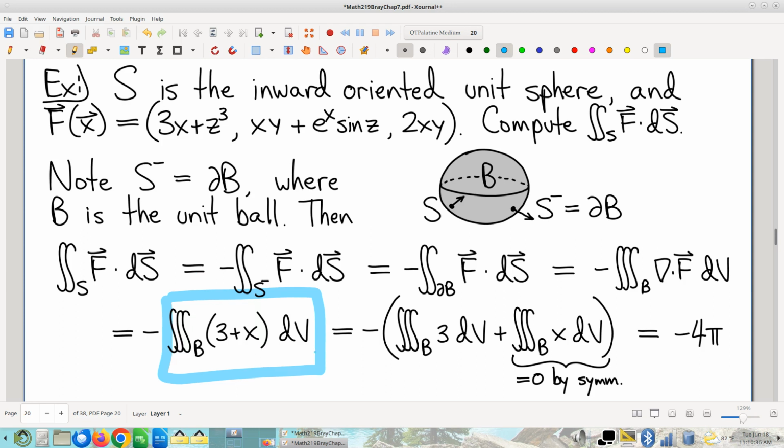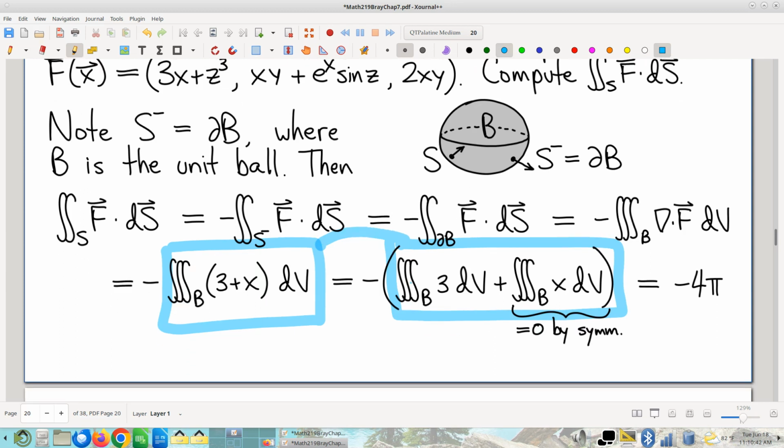The slick move I want to point out here is that you can break that up as a sum of two separate integrals, and even though this original integral doesn't qualify for any awesome theorems, both of these integrals on the right do. This is a constant over a volume, and boom: constant times volume. Awesome theorem about integrals of constants. And this integral over here, 0 by symmetry.